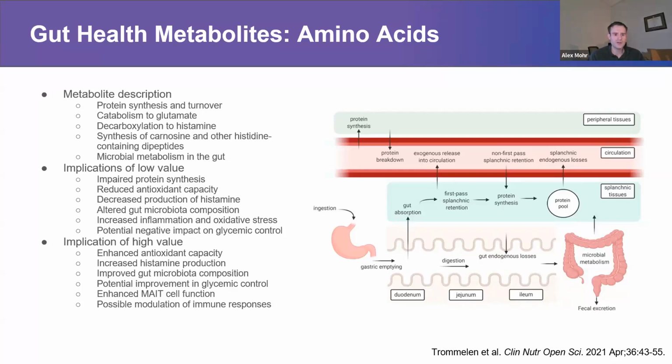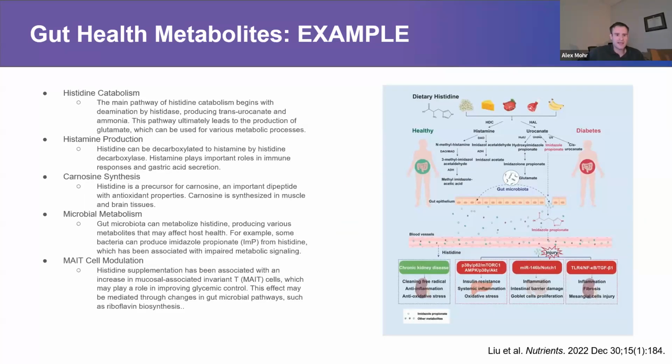High values usually show enhanced antioxidant capacity, increased histamine production, improved gut microbial composition, potential improvement in glycemic control, as well as enhancement of specific cells that help peristalsis, and then also possible beneficial modulation of immune responses. So some examples include histidine catabolism, histamine production, carnosine synthesis, broad microbial metabolism, as well as increase in mucosal-associated invariant T cells, which may play a role in improving glycemic control, as I mentioned earlier.